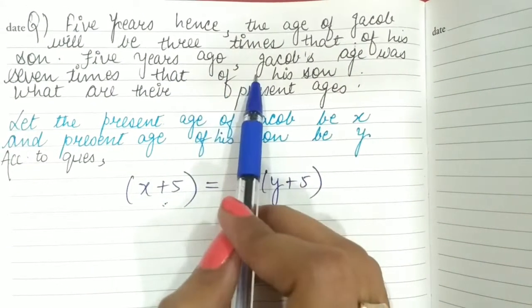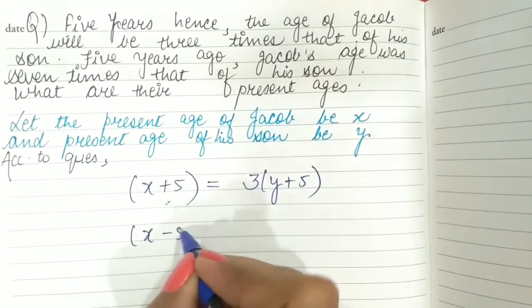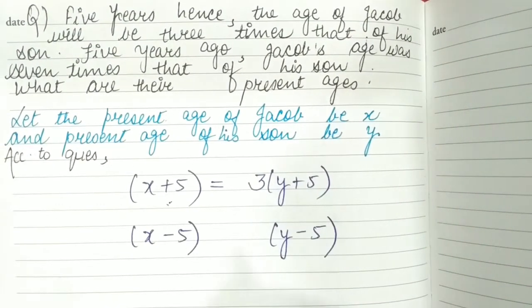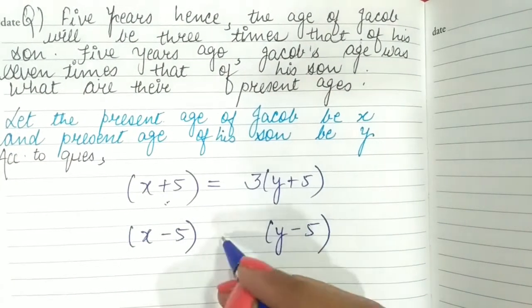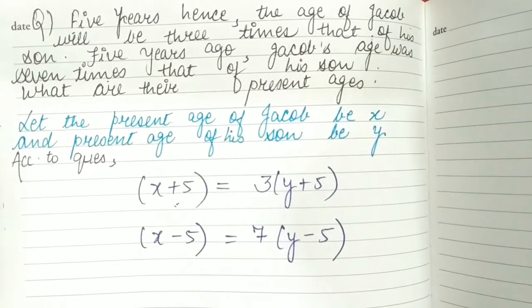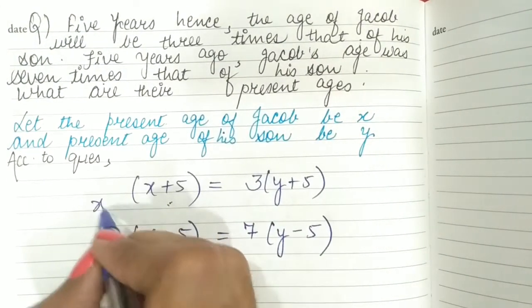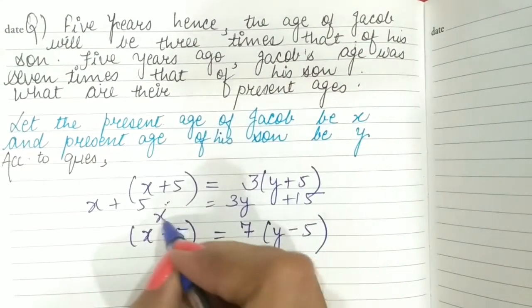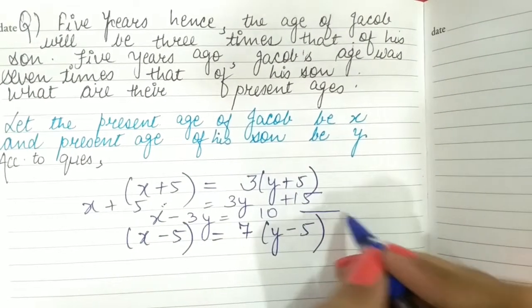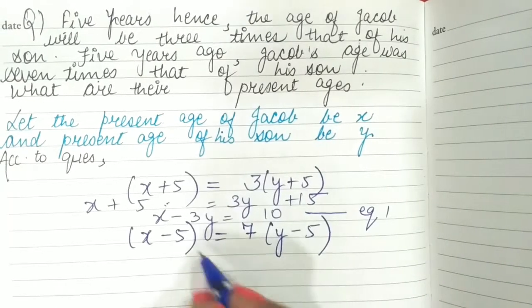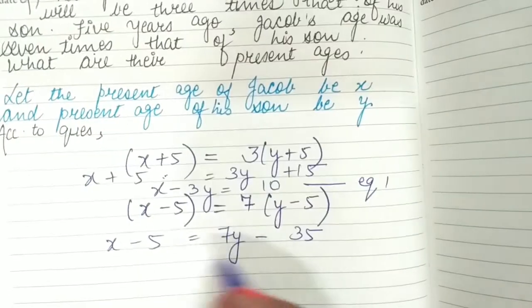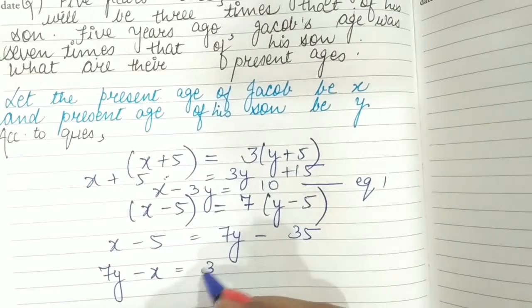Next it is said 5 years ago. 5 years ago, the age of Jacob was x minus 5 and the age of his son will be y minus 5. The age of Jacob was 7 times that of his son. So age of Jacob was 7 times the age of his son. Solving this, we are going to get x plus 5 equals to 3y plus 15. X minus 3y equals to 10. This is our equation first. Solving this, we are going to get minus 35, or we can say 7y minus x equals to 30. This is our equation 2.